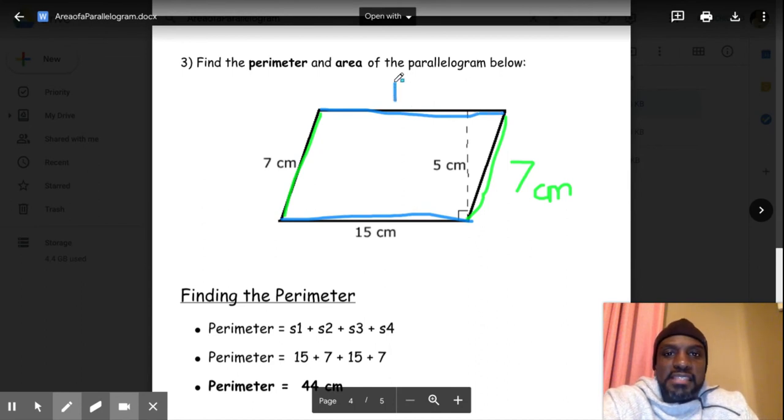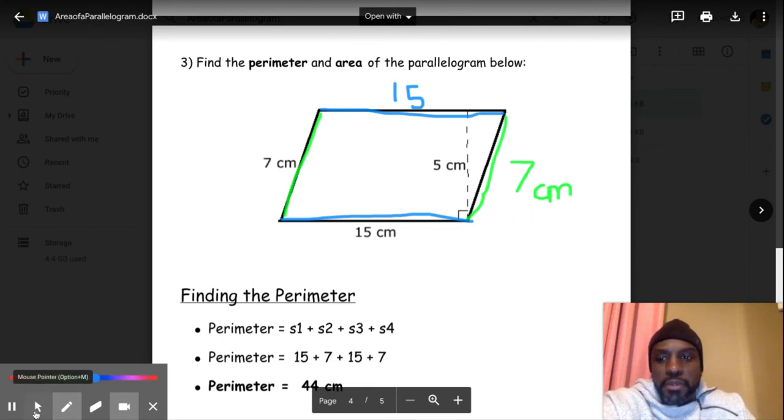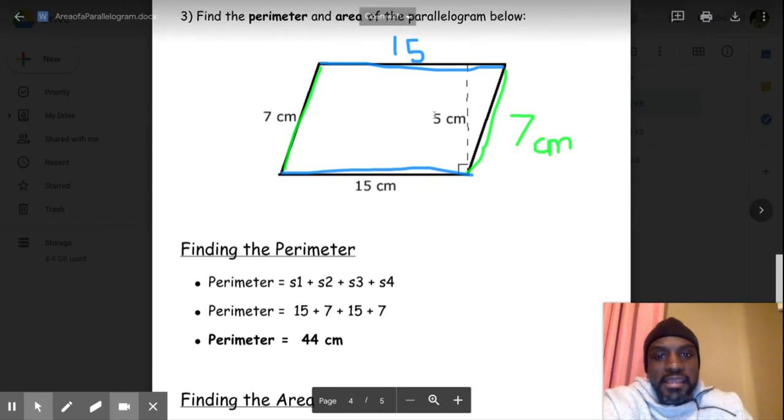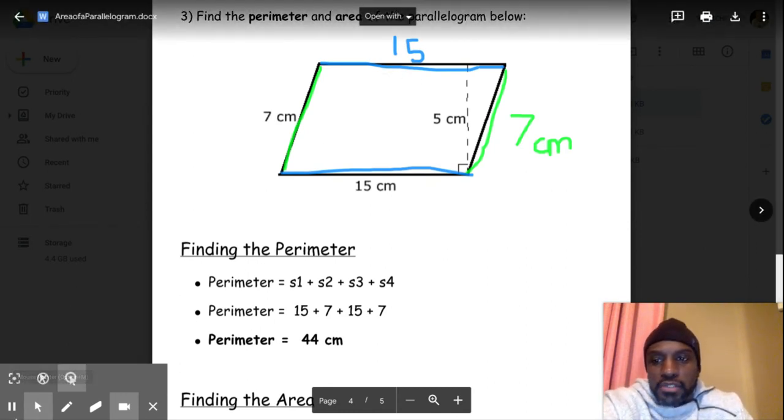That means that this is 15, just like this one is 15. So I will be adding 15 plus 7 plus 15 plus 7, and I get that my perimeter is 44 centimeters squared. Remember, perimeter is the distance around. It's always your distance around, okay?